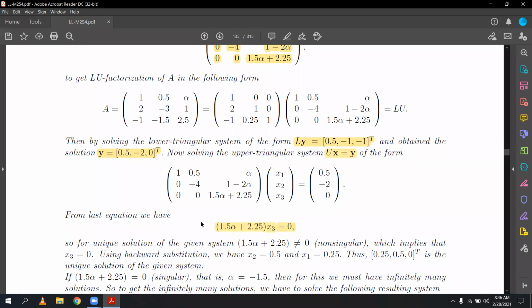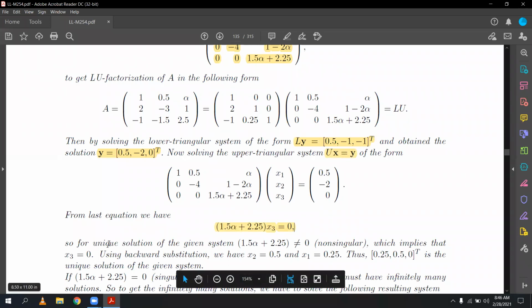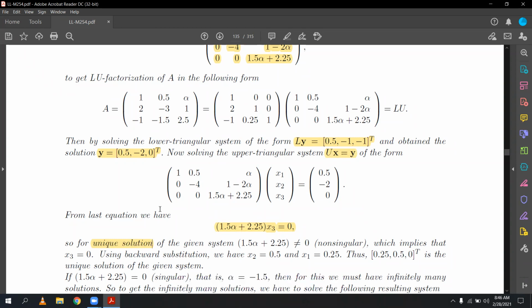If you want to find a unique solution, what is the condition of the unique solution? The condition of the unique solution means the diagonal elements of U should not be equal to 0. Of course, 1 is not 0, -4 is not equal to 0. It means this diagonal element should not be equal to 0. And that's the thing we have.